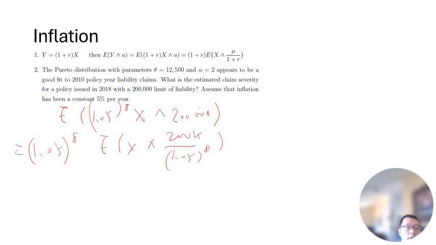Then from here, the rest is just applying the formula using the Pareto distribution. You can look at the formula sheet. It gives you how to calculate this E[X∧μ]. So I will not write out the rest, but you can check the final number to be this.